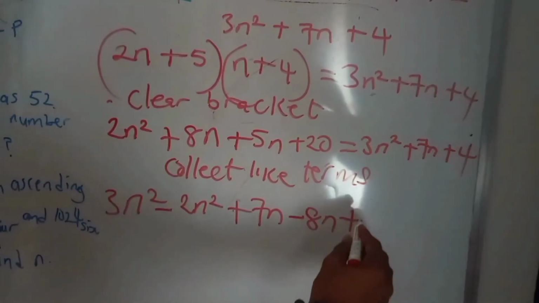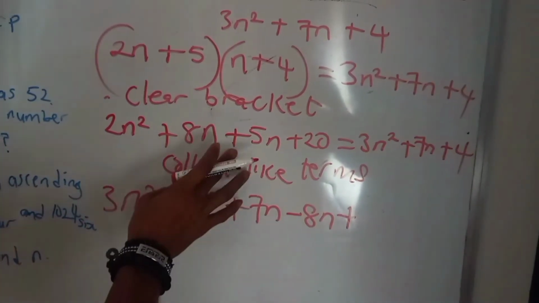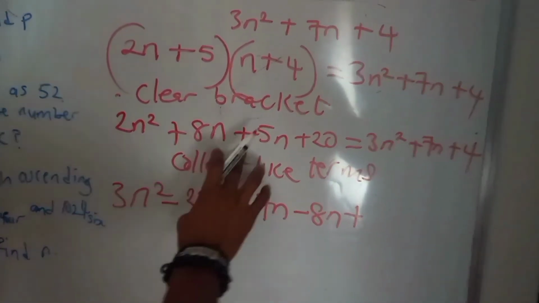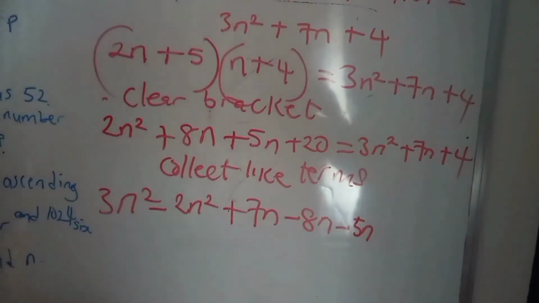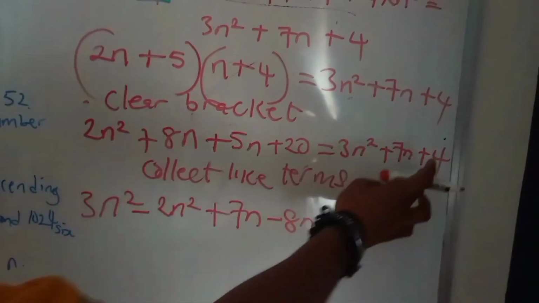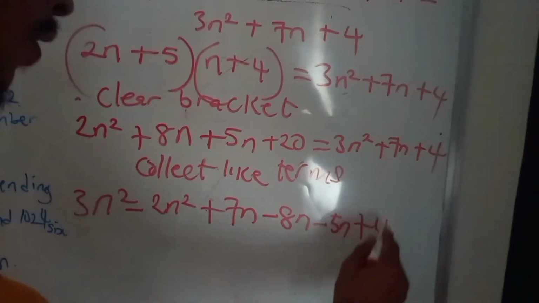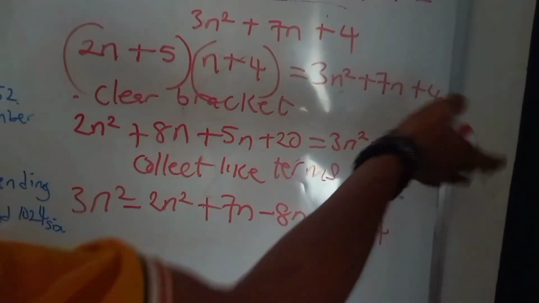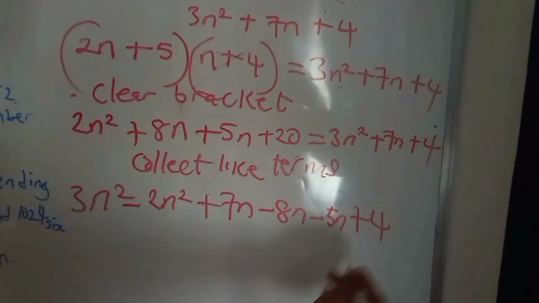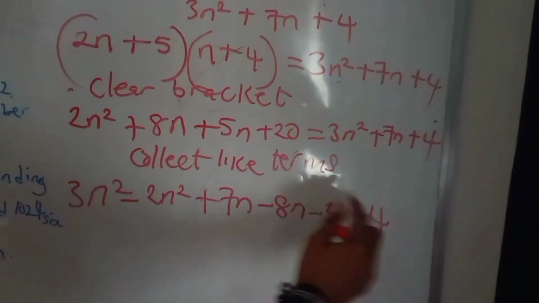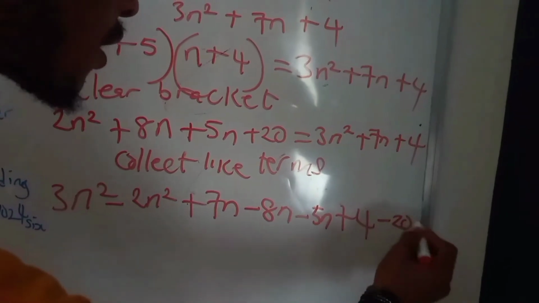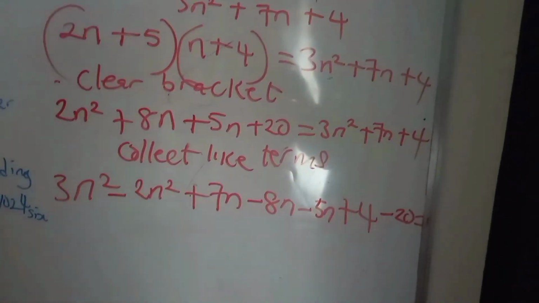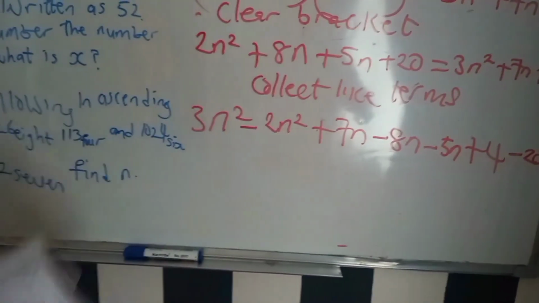Plus 4. Now, when the plus 5n crosses the equals sign it becomes minus 5n. Plus 4 is already here. I'm taking this one from this right hand side to this left hand side. So that is plus 4 minus 20, because when the plus 20 crosses the equals sign it becomes minus 20, equals 0.